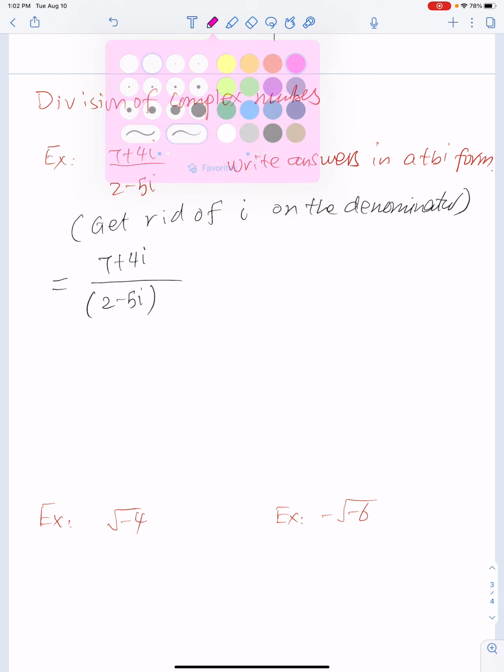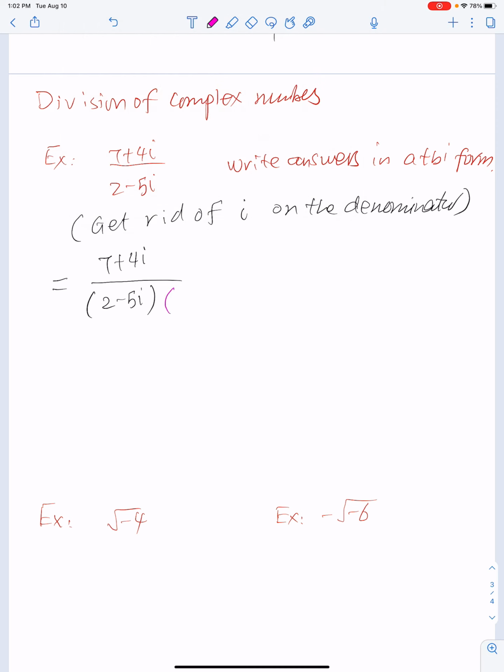What is the conjugate here? 2 minus 5i is what? 2 plus 5i, yeah? What should we do on the top? Should we multiply 7 minus 4i? No. Once you multiply 2 plus 5i on the bottom, then you do the same thing on the top. Are you with me? Because on the numerator, you can have i. You just do not want any i in the denominator. Okay, very important.